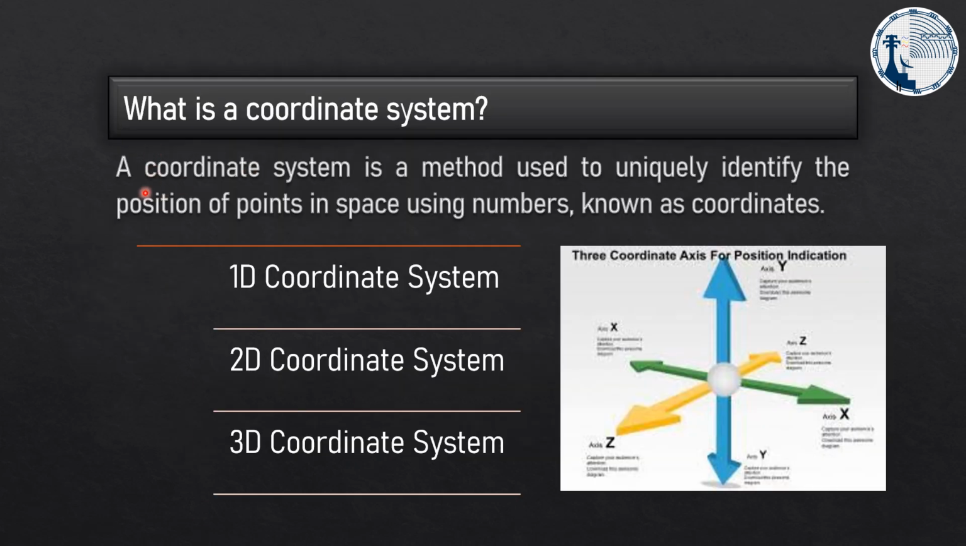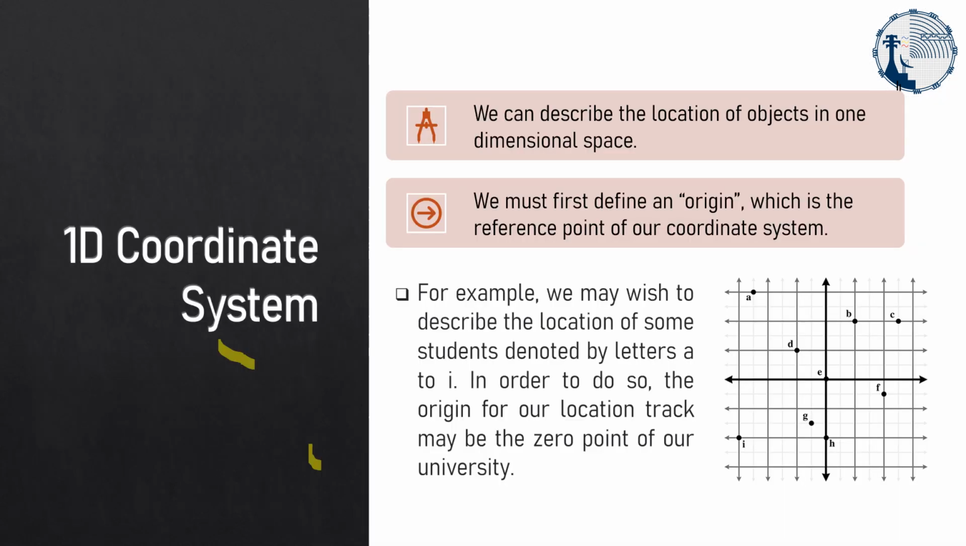So what exactly is a coordinate system? A coordinate system is a method used to uniquely identify the position of points in space using numbers known as coordinates. We primarily have three kinds of coordinate systems, such as the one-dimensional, the two-dimensional, and the three-dimensional coordinate systems. We have learned the formal definition. Now let us get a better understanding through demonstration.